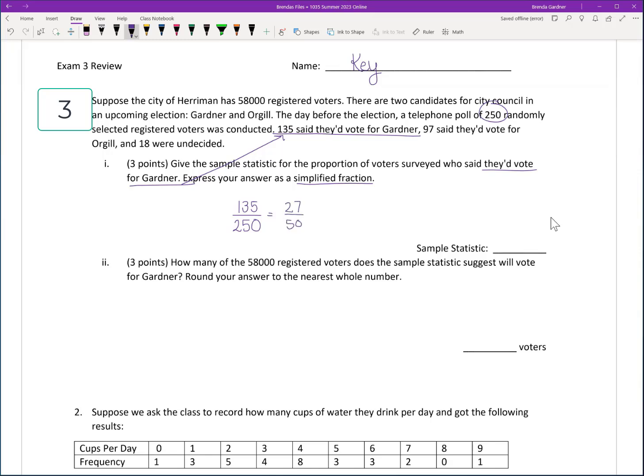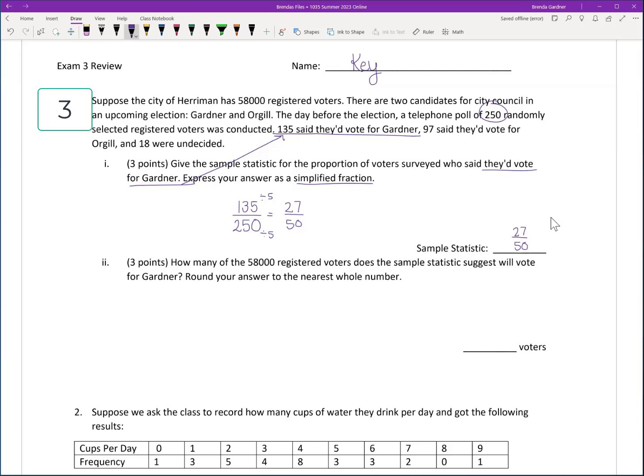If you didn't have a fraction calculator, you would just, of course, divide by whatever the common factor is. So you could divide them both by 5. And so the sample statistic is 27 over 50. Sometimes we put statistics as fractions, sometimes percent, sometimes decimal. Of course, if you wanted a decimal, you take 27 divided by 50 and write that as a decimal. And if you wanted it as a percent, of course, you move it 2 places after changing it to a decimal.